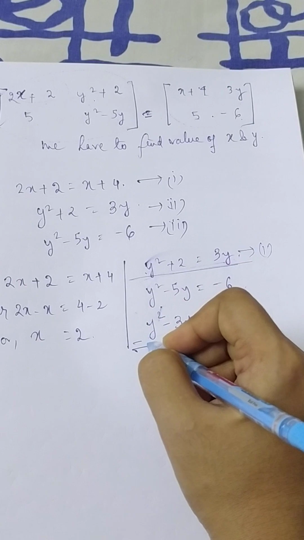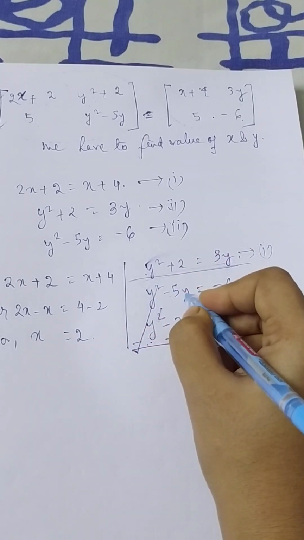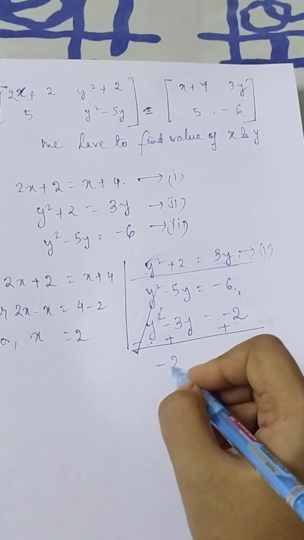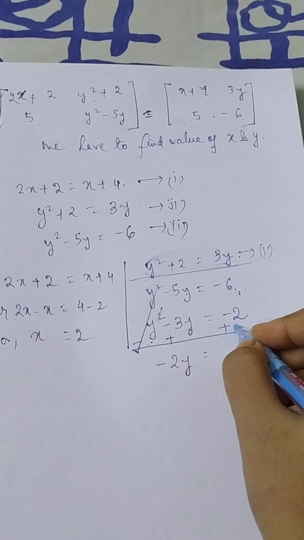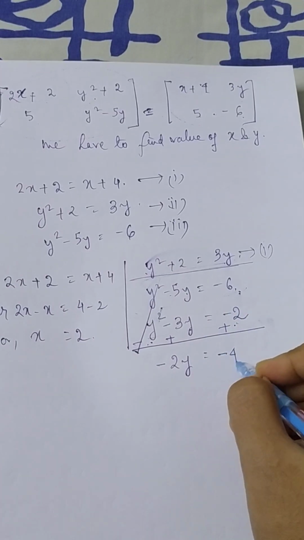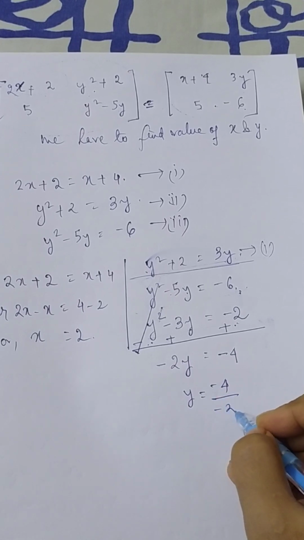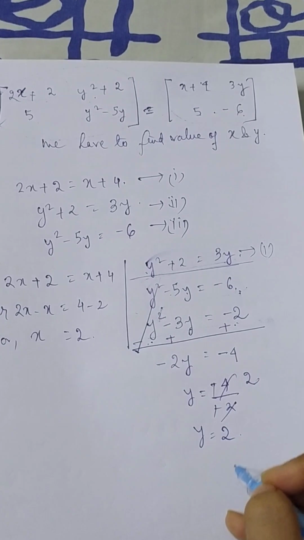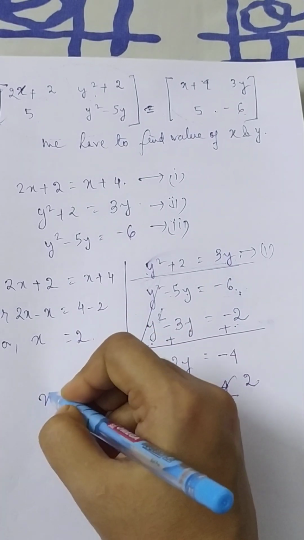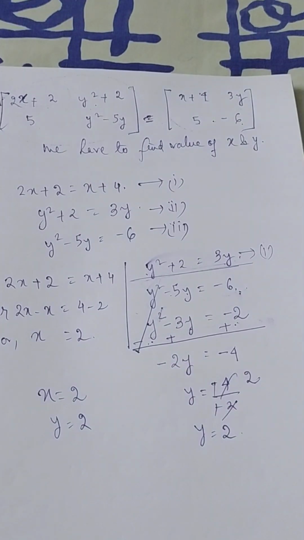Y square minus y square will be 0. Minus 5y plus 3y will be minus 2y. Minus 6 plus 2 equals minus 4. So y will be minus 4 by minus 2, that will be 2. So y equals 2. So the value of x equals 2 and y equals 2.